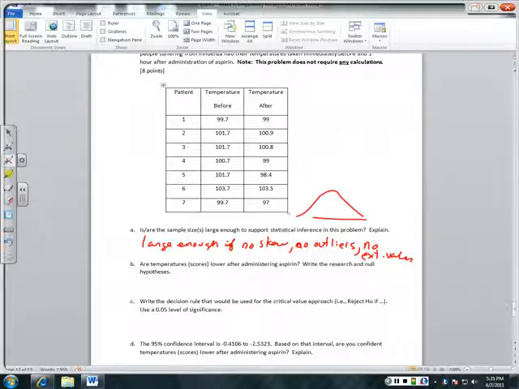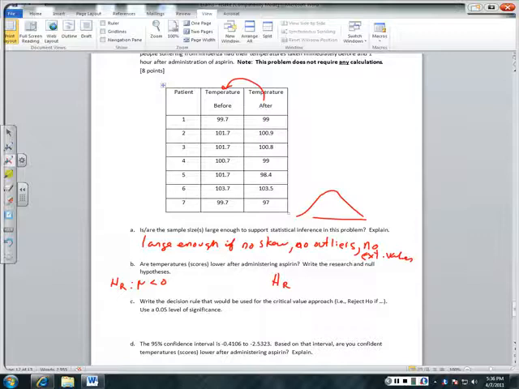Now, what I had to do on B and C is just make sure that you had, it would depend on which way you subtracted. So if you did after minus before, so this one minus that one, then you would have had an HA of mu less than 0. If, on the other hand, you did in the direction I have here and you subtracted before minus after, another way of saying that the mean after is lower is to say the mean before is greater.